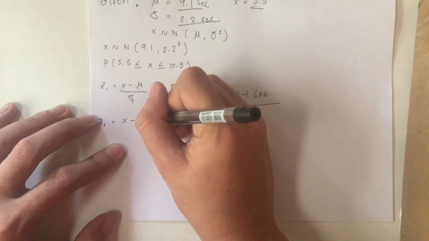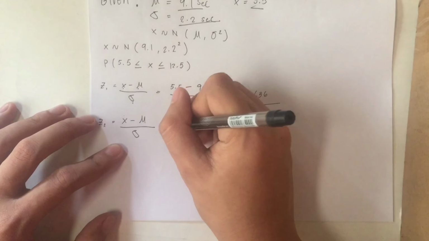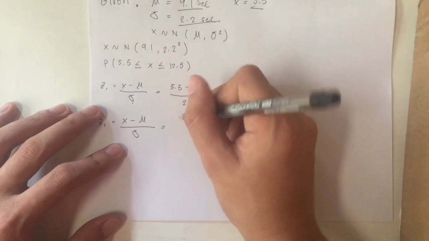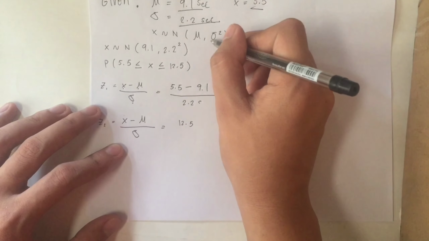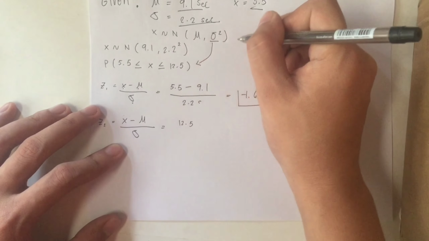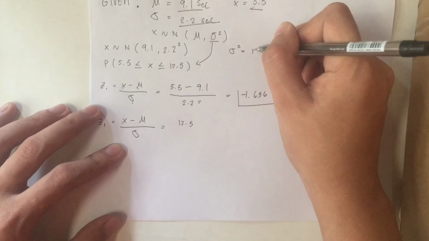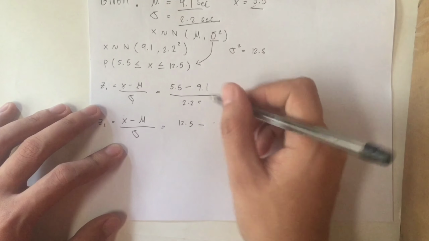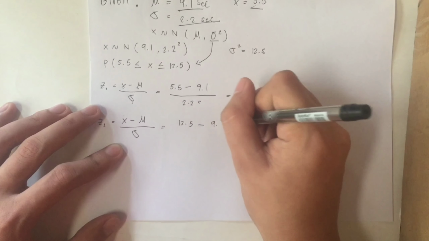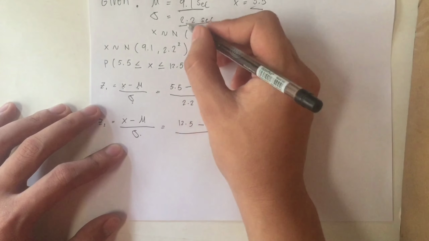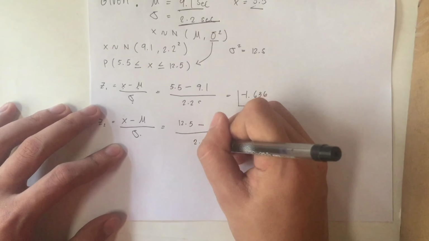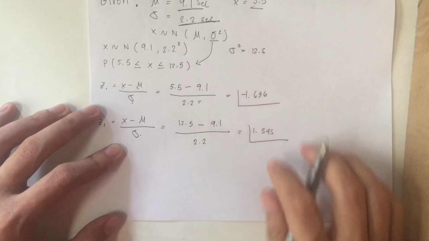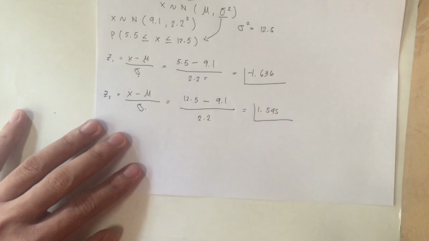Same formula, Z equals X, which is 12.5, minus 9.1 over the standard deviation 2.2 equals, if you calculate it in a calculator, you can get 1.545.